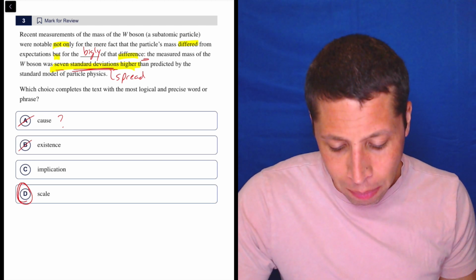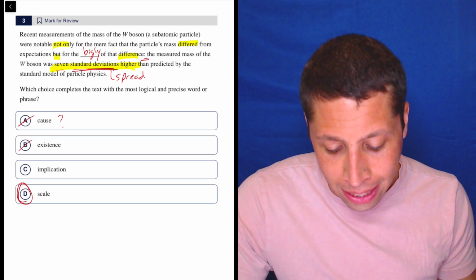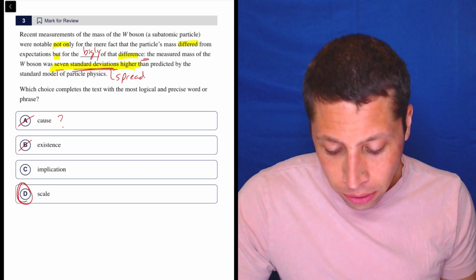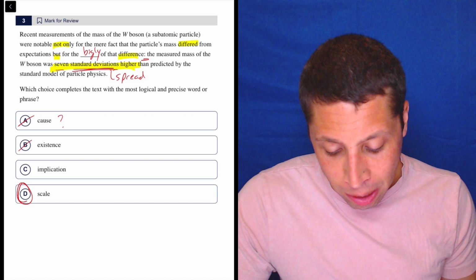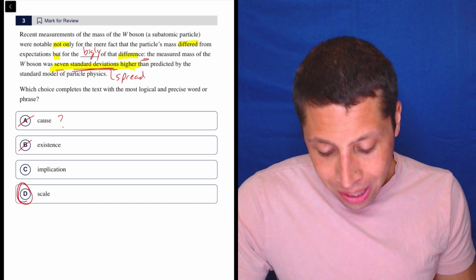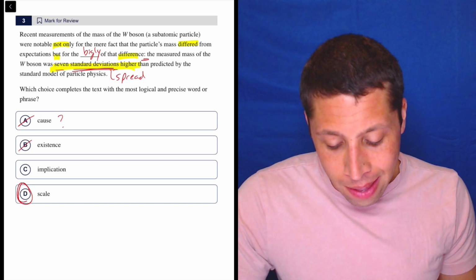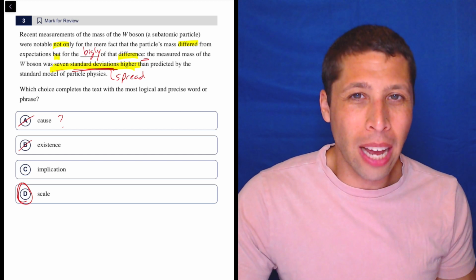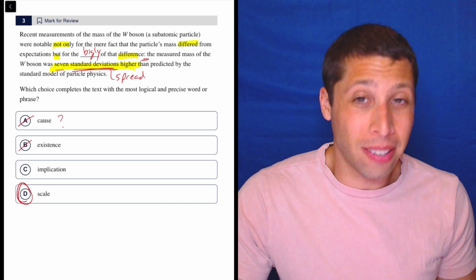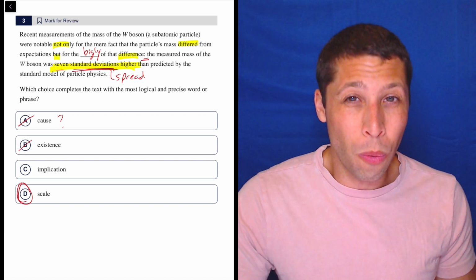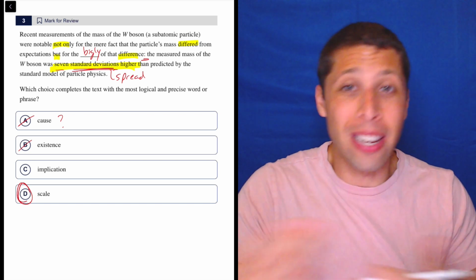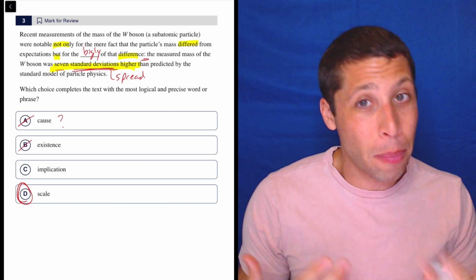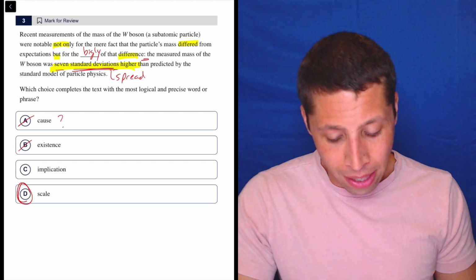The existence doesn't really make sense here. I get that we could fit that in the blank. It's notable not only for the mere fact that the particle's mass differed from expectations, but for the existence of that difference. It's honestly just repeating what we've already said. We already made the point that it's surprising that there's a difference. So we need to add something new. That's what the not only, but also is for. It's saying some new thing. It's not a repetition in the literal sense. So that doesn't make sense.